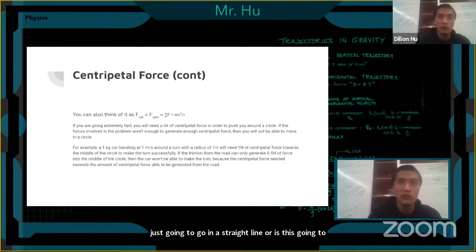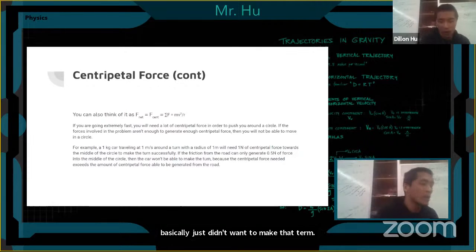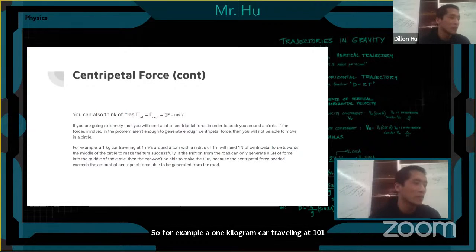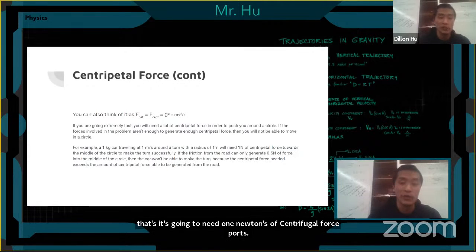As you saw on Tuesday, when I was driving a car and trying to make a turn very quickly, I ran a very sharp turn. The amount of centripetal force available to me was not enough, and so my car basically didn't want to make that turn. So for example, if a 1 kilogram car is traveling at 1 meter per second on a turn of radius 1 meter, it's going to need 1 newton of centripetal force towards the middle of the turn to make the turn successfully.